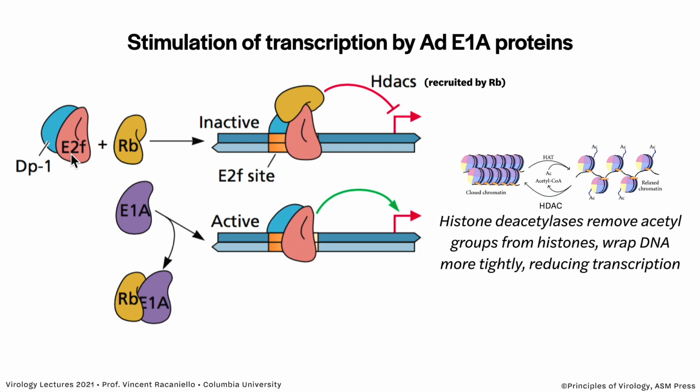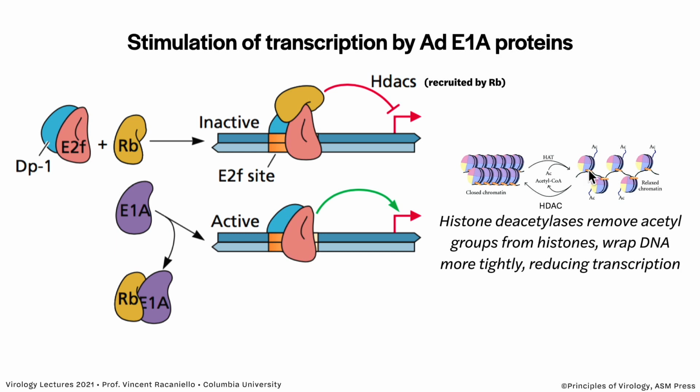Normally, in the cell, they're in complex with a protein called RB, retinoblastoma. It's the loss of this gene that makes eye tumors in kids. We're going to see how that works later on. Normally E2F is in complex with another protein, DP1, but it's also in complex with RB in the cell. When E2F binds promoters, the promoters are inactive because RB recruits histone deacetylases, HDACs, to the promoter region. HDACs remove acetyl groups from histones.